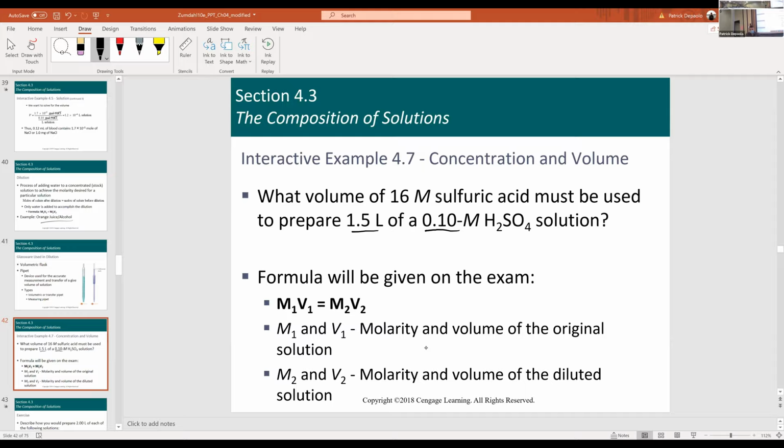So I would look at what volume. Oh, it's asking for volume, V1, whatever, of 16 molar. Okay, so I'm going to put 16 times V1 equals, must be used to prepare 1.5 liters of 0.1 molar, so I'll put 0.10 times 1.5, and then you would solve for V1 from there. It doesn't matter if it's V1 or V2. The most important thing is that our unknown volume is associated with our 16 molar, and our 1.5 liters is associated with our 0.1 molar.